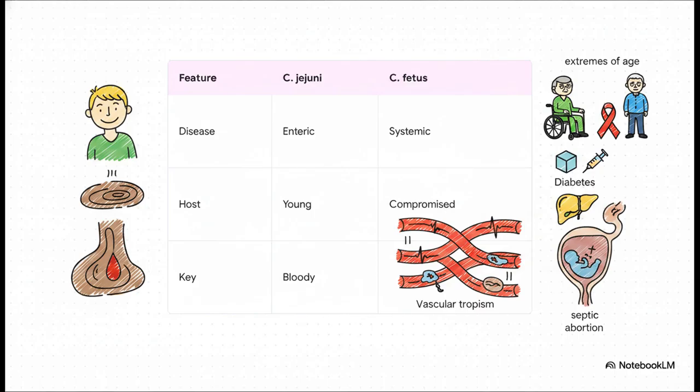It causes severe systemic infections. And it has this crazy high vascular tropism, meaning it literally loves blood vessels, leading to things like endocarditis, septic thrombophlebitis, and mycotic aneurysms. It is also a known cause of septic abortion.